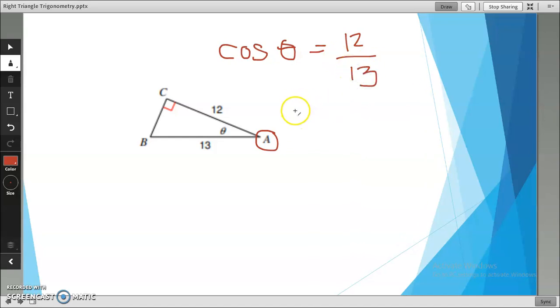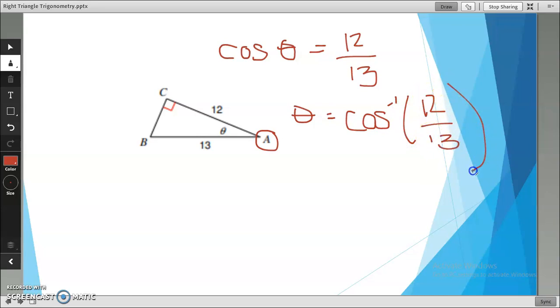And so remember to have your calculator in degrees, because I'm finding degrees, not radians. Cosine inverse of 12 over 13. And we're just going to type that into our calculator. So that's cosine inverse of 12 divided by 13. And that gives me 22.62.